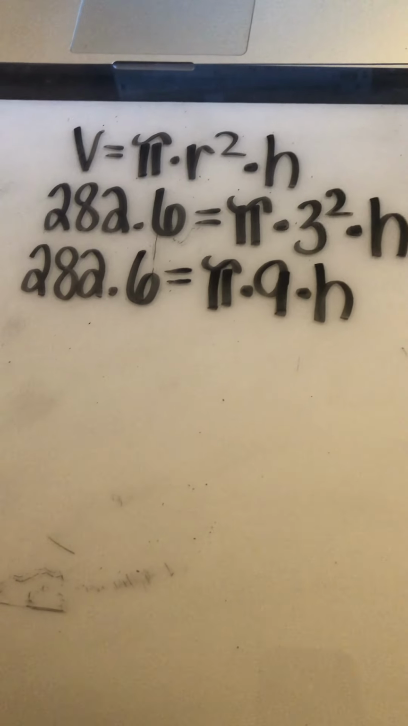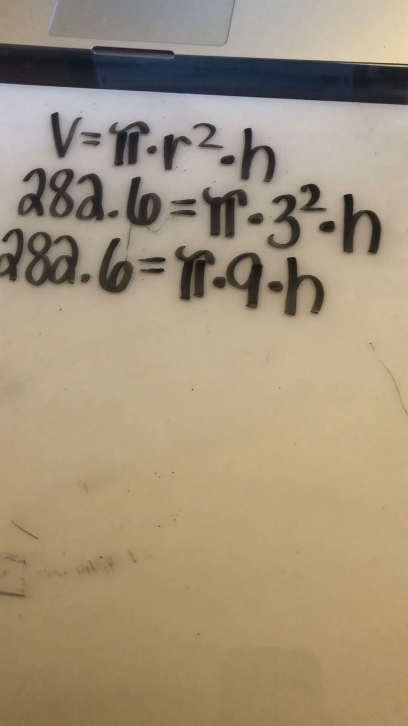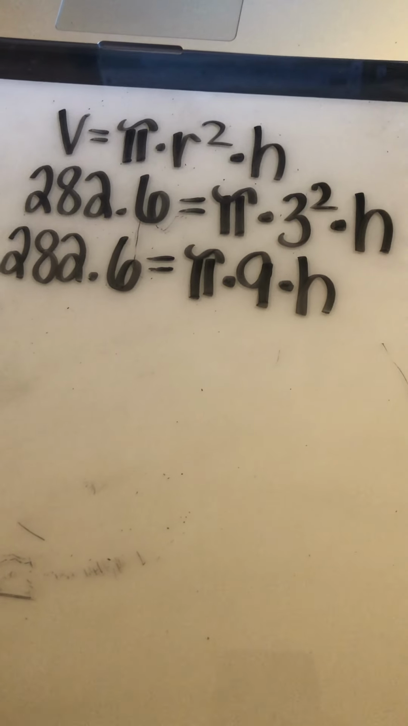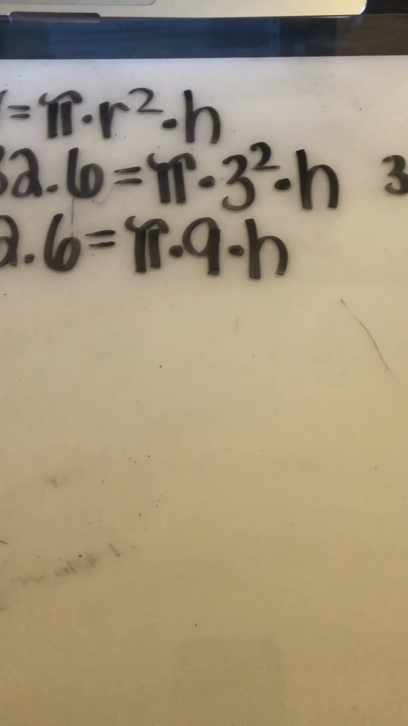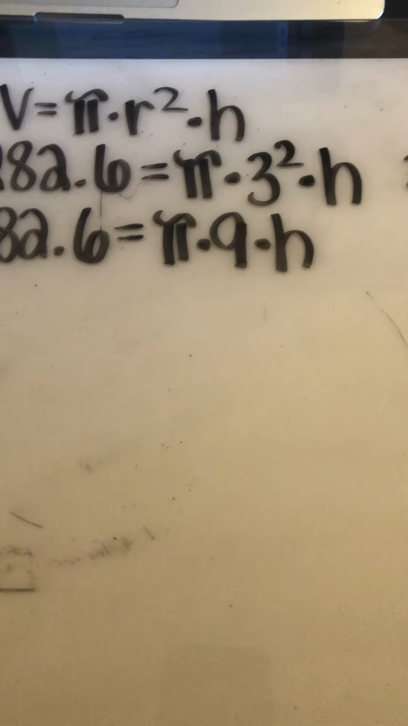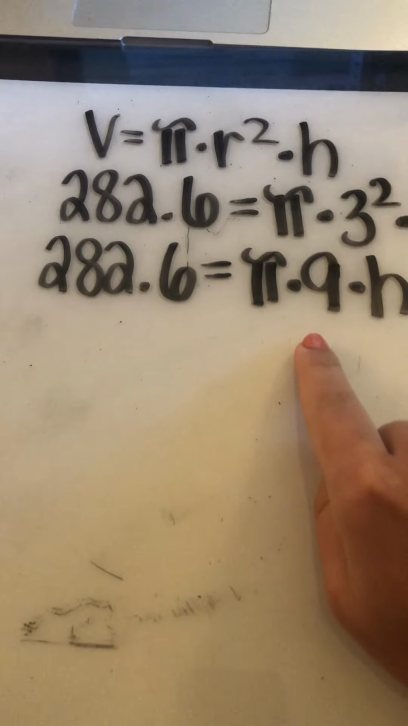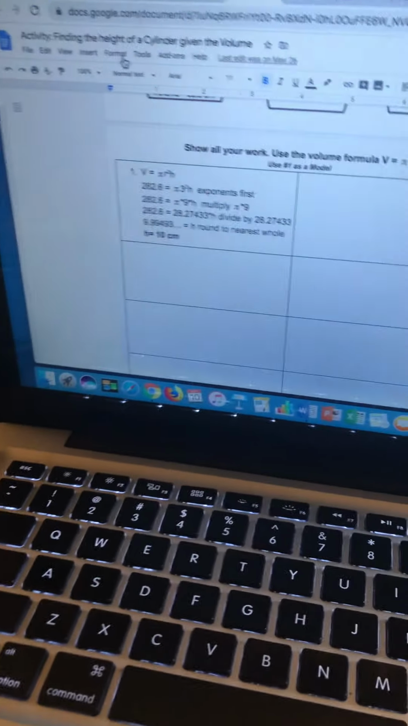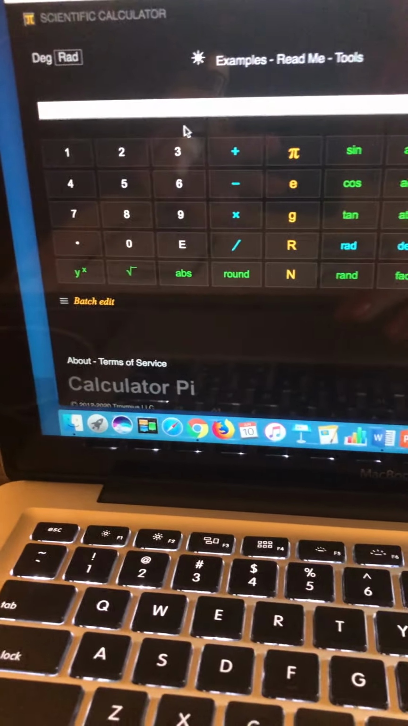Okay, the next thing you want to do is multiply pi times 9. And this is where those calculators come into play because you need those. You cannot use 3.14 anymore. They used to do that in the past. Now they don't like it because it's too much of an approximated answer. So you need to use a scientific calculator. So I'm going to go to the one that I have on your assignment and I'll show you exactly what you would do.